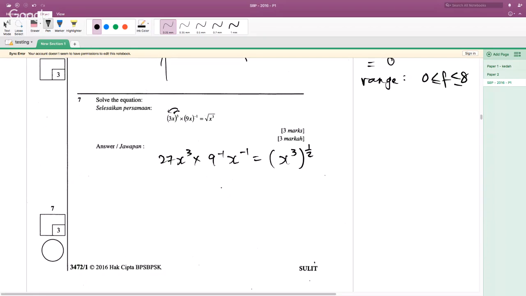Okay, since they are multiplied, I will solve this one first. 27 is 3 power of 3, isn't it? So it's 3 power of 3. This is x power of 3. And then 9 is 3 squared. Multiply negative 1. Oops. This one should be 3 power of 2. I couldn't erase again, so let me just restart the whole thing.